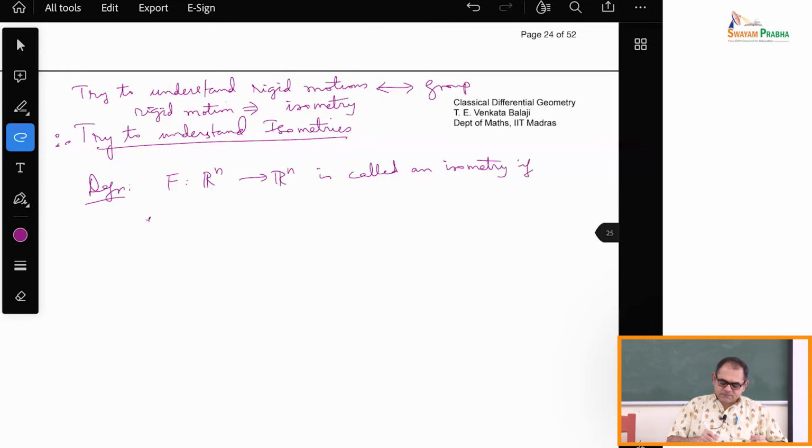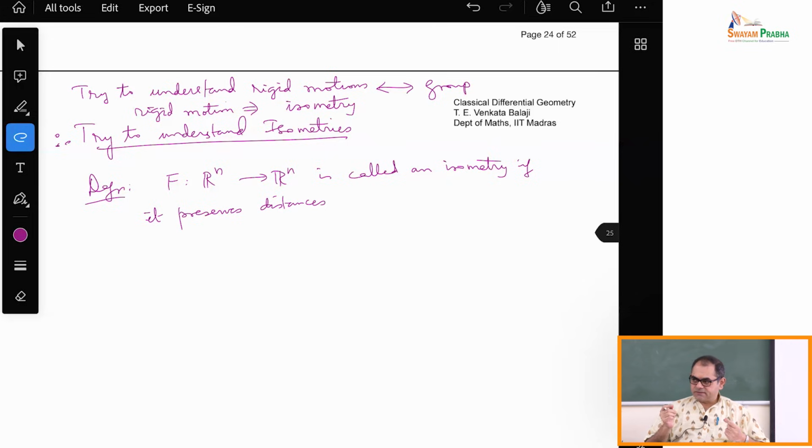if it preserves distances. And of course, the distance is the standard Euclidean distance that you have, the distance between 2 points given by the usual Cartesian distance formula.